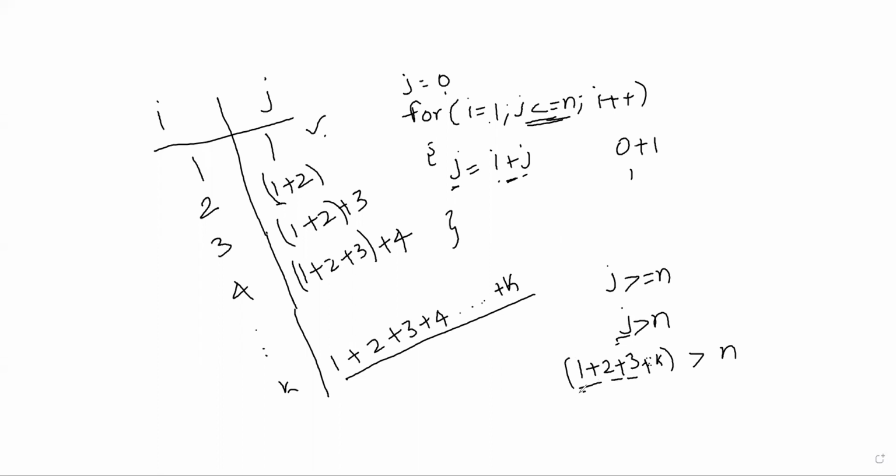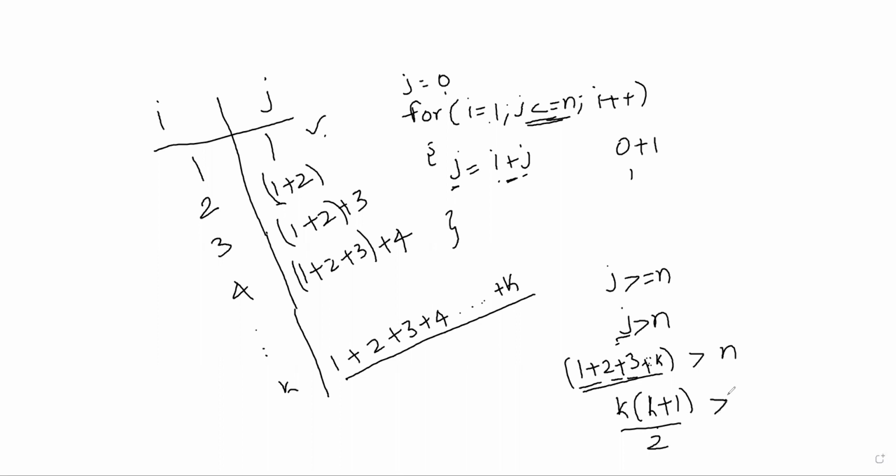How can we express the sum 1 plus 2 plus 3 and so on till k? What is the sum of the series? k into k plus 1 divided by 2, right? This is nothing but an AP, an arithmetic progression. The sum of n terms in an arithmetic progression is n into n plus 1 by 2. So in the same way, k into k plus 1 by 2. Clear?